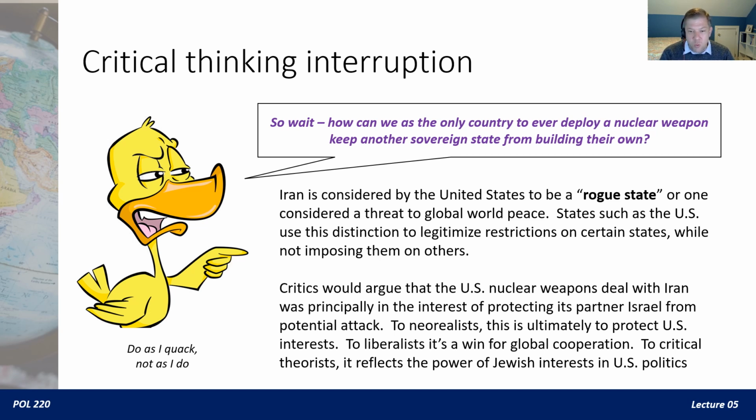To neo-realists, this is ultimately in the United States' security interest to maintain this partnership. To liberalists, they would say it's a win for global cooperation, that this cooperation between the United States and Israel is maintaining peace. And then a critical theorist would suggest that it's essentially a reflection of Jewish or Israeli power in U.S. politics. Again, these are none of my claims. I'm just setting up the different perspectives and what some common arguments would be in response to this question.